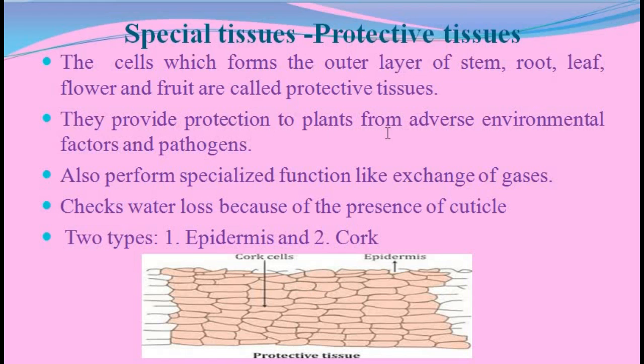They provide protection to the plant from adverse environmental factors and pathogens. Epidermis also performs specialized function like exchange of gases, since it is provided with minute pores called stomata. It checks water loss because of the presence of a thick waxy coating called cuticle. Then the second type of protective tissue is called cork, which is usually present in the old stem, like in the bark portion, which will give protection to the inner part of the plant.